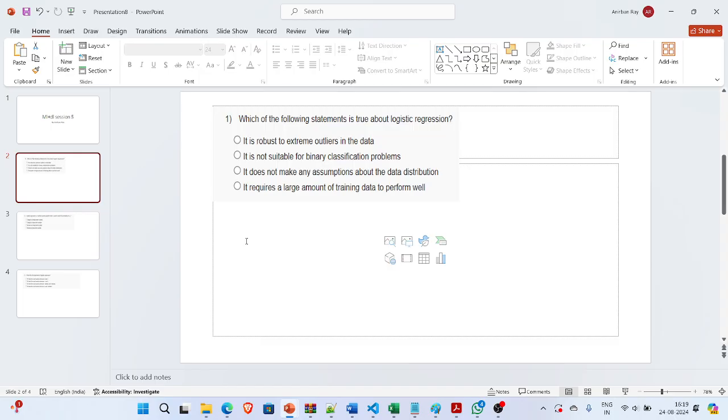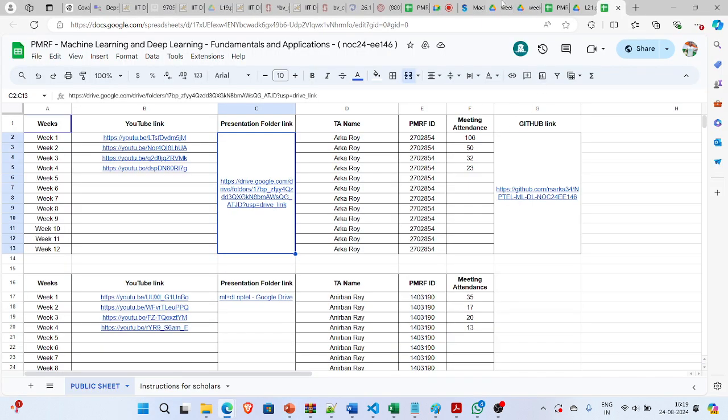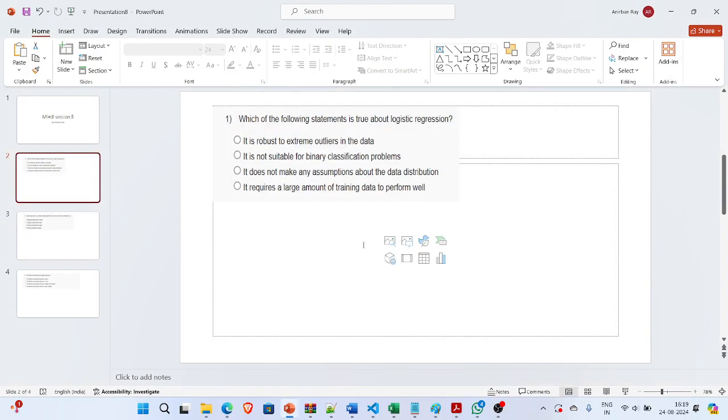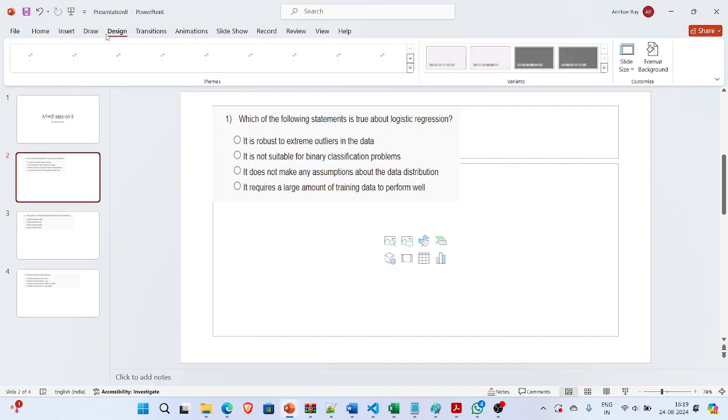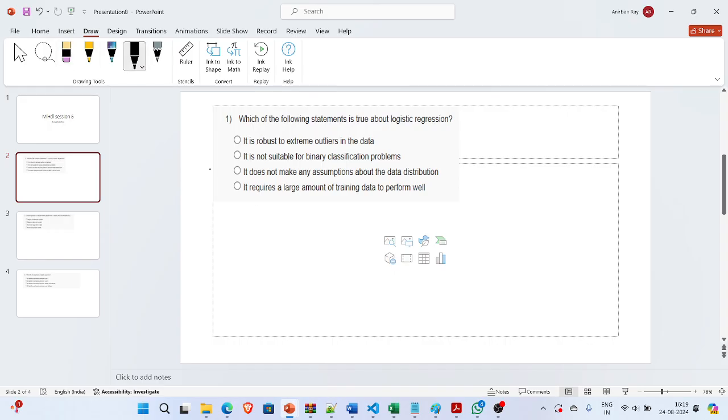Okay, let's go to the first problem. I do need to tell you more on this as well, because the details in the slides are not enough actually. But let's solve this problem first.